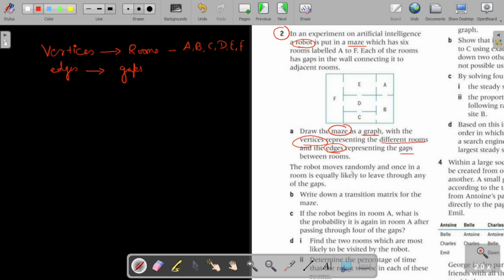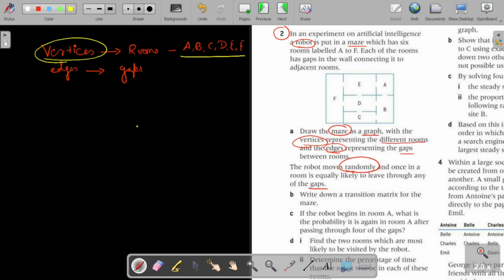The robot moves randomly. Once in a room, it is equally likely to leave through any of the gaps. So he can go to any room. Each room is equally probable, right? So we have to represent this situation graphically. First of all, how many vertices do we have? We have a total of 6 vertices. So let's draw this situation.